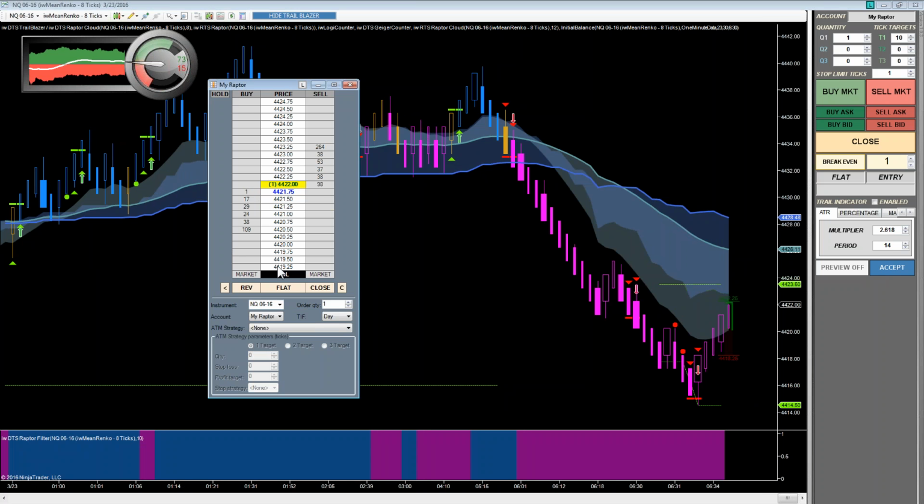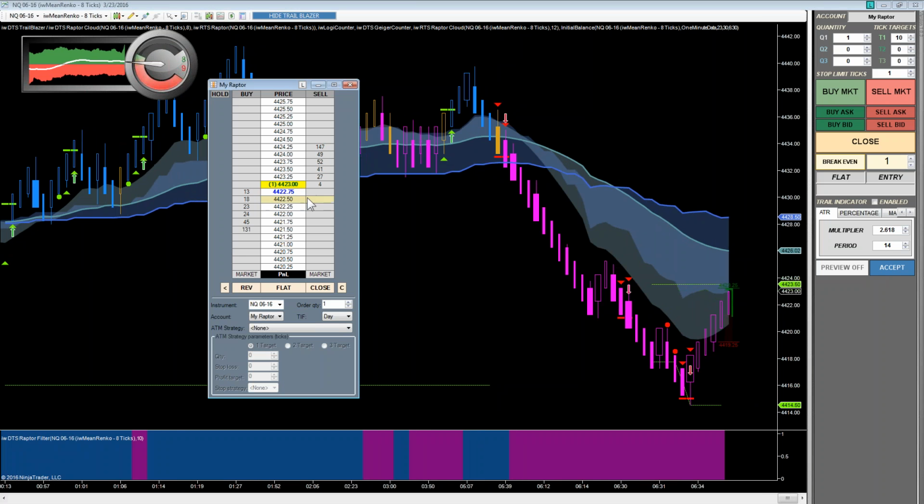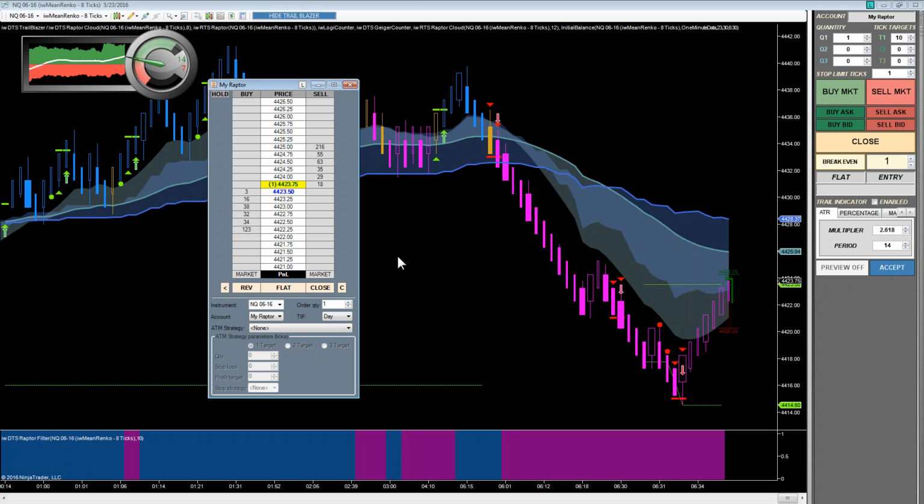So the dome is a way that you can enter your trades. You can see it gives you your current market price. It gives you how many orders are trading at that price. And you can see the bid and the ask here on either side. So it essentially gives you an idea of where the market is at.